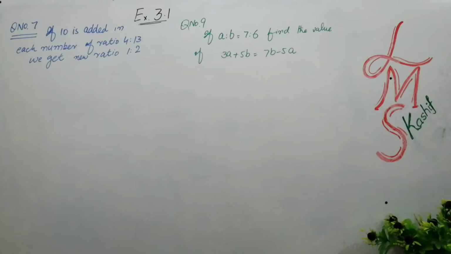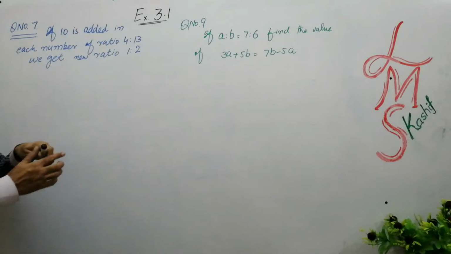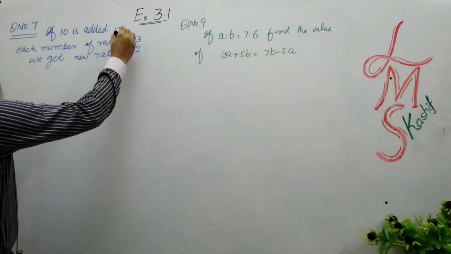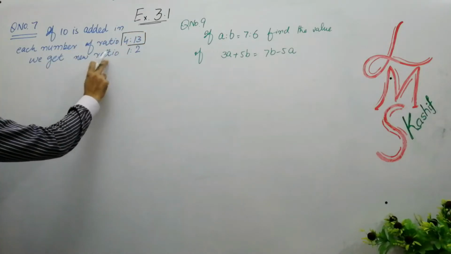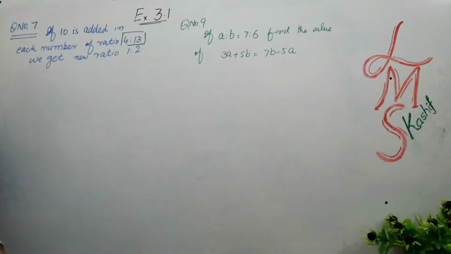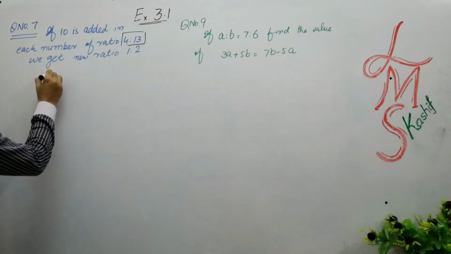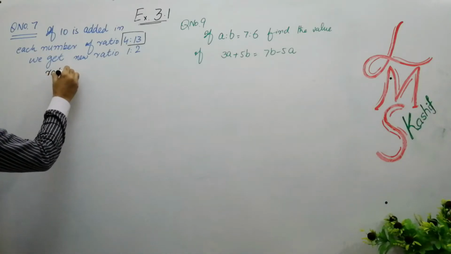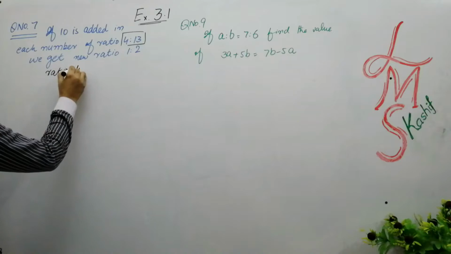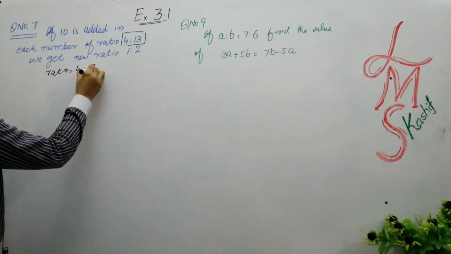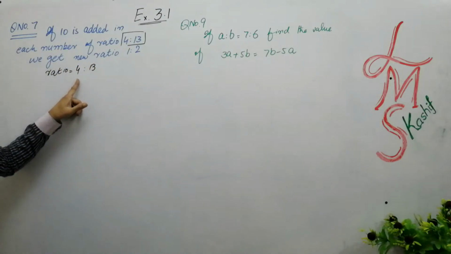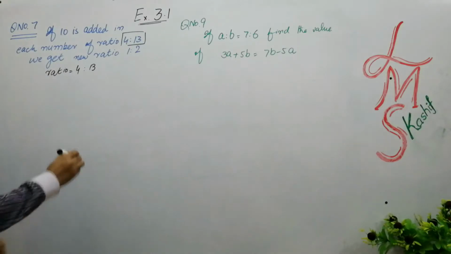So in question number 7 now, if 10 is added to each number of ratio 4:13, we get the new ratio 1:2. Find the numbers. So what is the ratio? Ratio between numbers are 4:13.